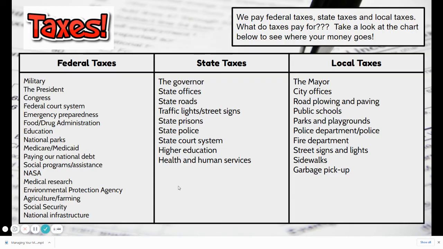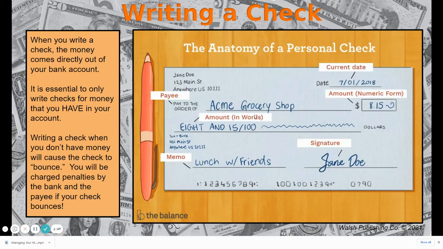The second thing we are going to look at is how to write a check. And you're going to be writing a check and turning this check in. If I look at the anatomy of a check, I can see that my address is in the upper left-hand corner. The date I write the check is here. I pay to the order of. This is the payee, who I am paying this check to. It says Acme Grocery Shop here. Here's the amount I'm paying for the check, $8.15. In this line here, I am writing out the amount of this.